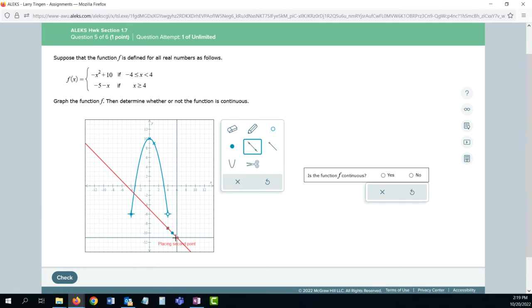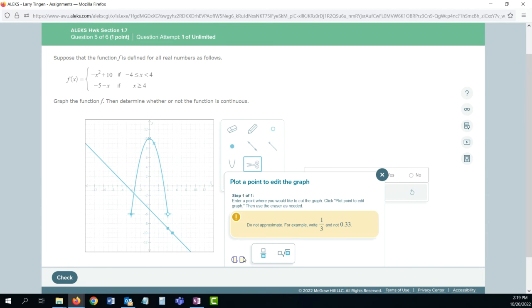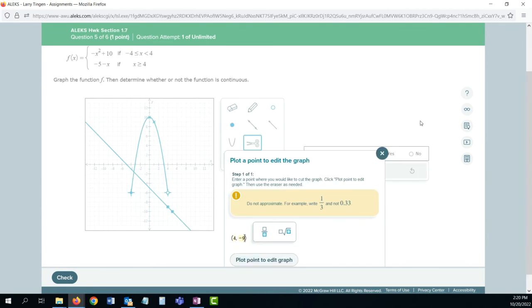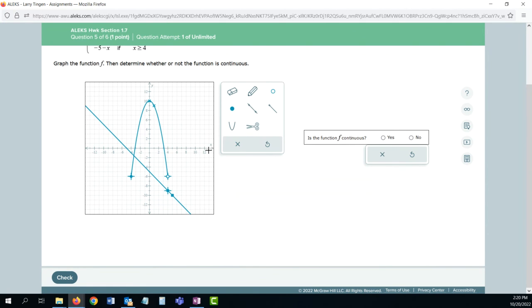I have my line, I have my 2 points, I plot them, and now once again, I have to cut this line. So where do I cut it? I cut it at the point where this all starts, which is 4, negative 9. So 4, negative 9. Plot that point, and then I'm erasing this side.